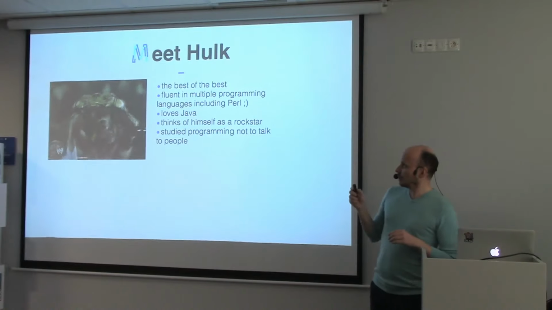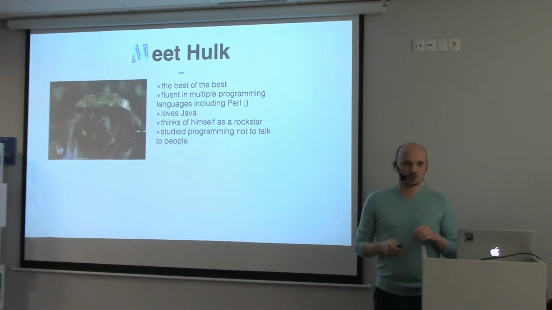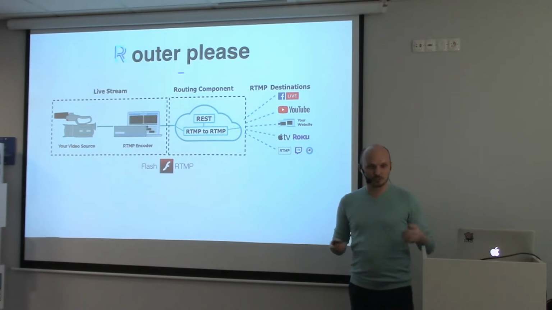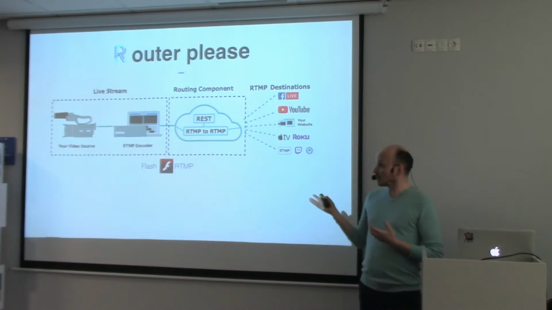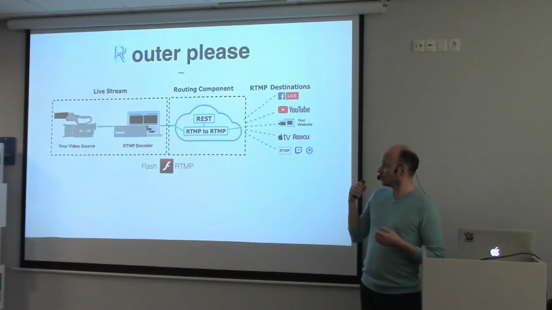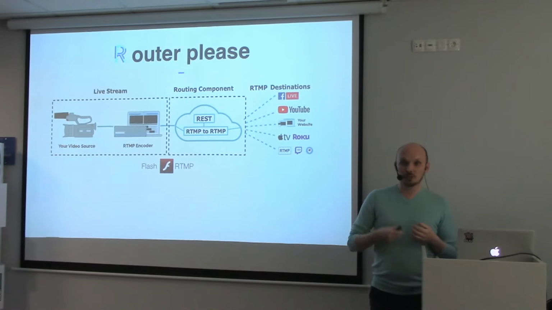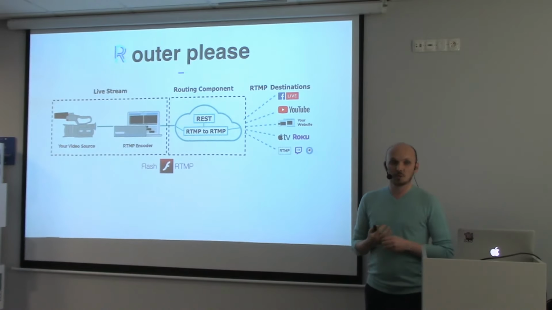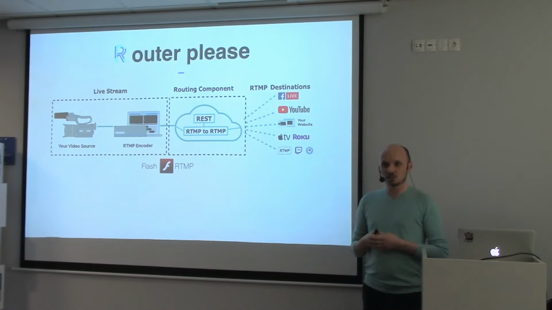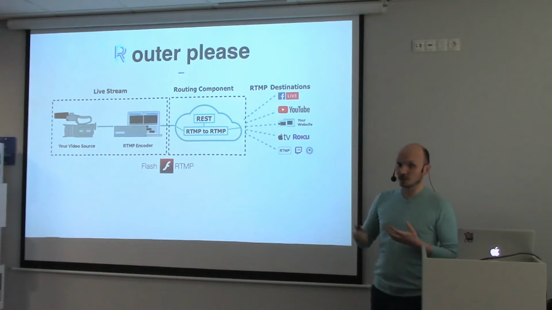So he was presented with this opportunity by his client to do a routing software. So on the input side, as you can see, we have a video source that comes from so-called encoder. Then his job was to do RTMP to RTMP translation by using HTTP endpoint to get the configuration and then transmit it over to a bunch of destinations.